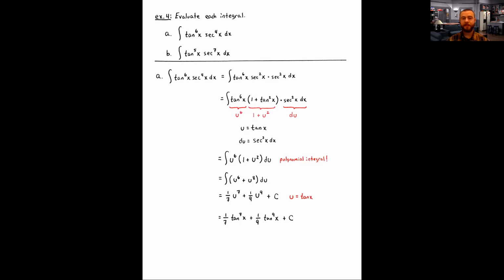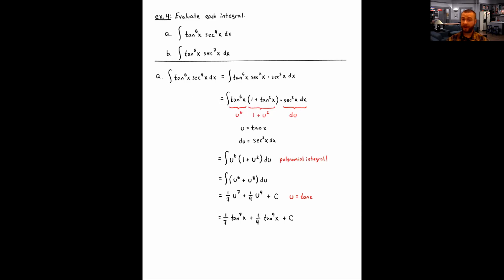The last step is we back substitute our u, which was tangent x. All right, now before we go on to part B, I want you to try to see and think back to the examples we covered for part 1, integrals of powers of sine and cosine. This is very similar. It's only more complicated since the derivatives of tangent and secant are more complicated. But everything parallels those previous examples almost exactly.